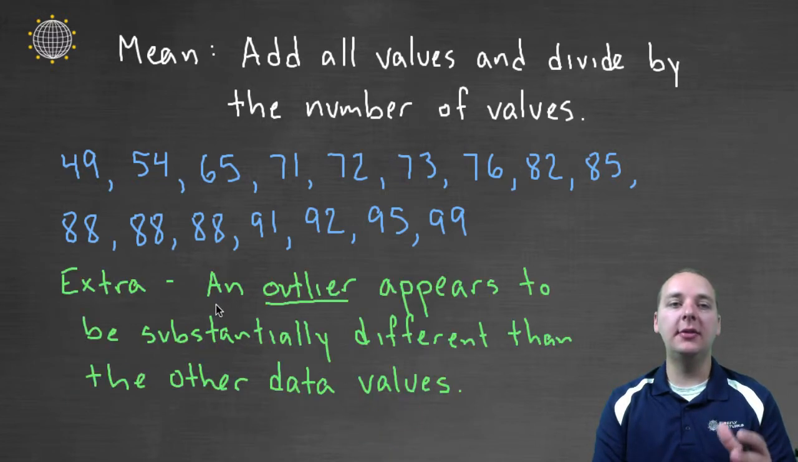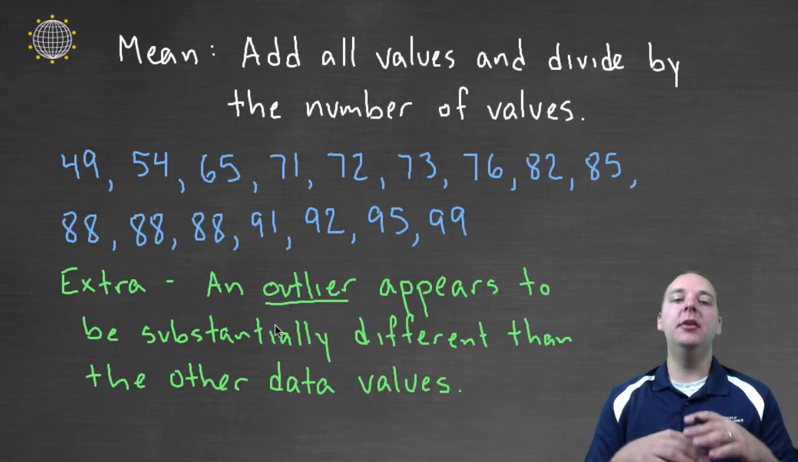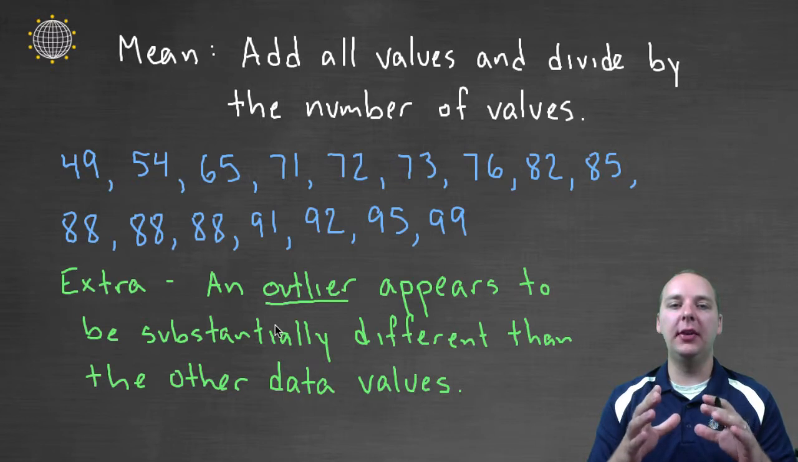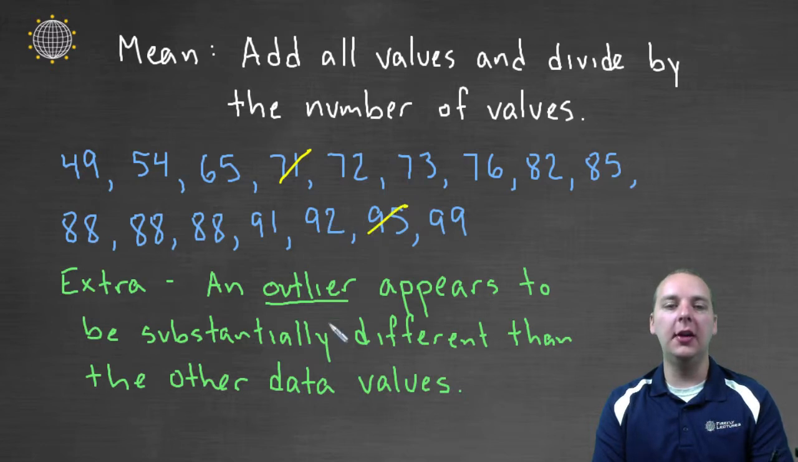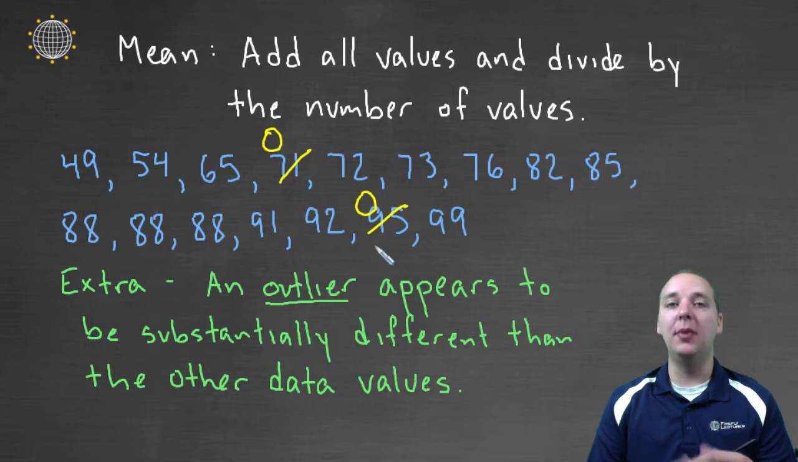Now, one of the downsides to the mean is that the mean is affected by what are called outliers. An outlier appears to be substantially different than all the other values. Here's an example for our scenario here. Let's say maybe a couple of these students, maybe this student and maybe this student here, maybe they were absent on the day of the test. So maybe they didn't score a 71 and a 95. Maybe they both got zeros, and maybe they never came back to make up those test grades. So that's what went in for their grade.